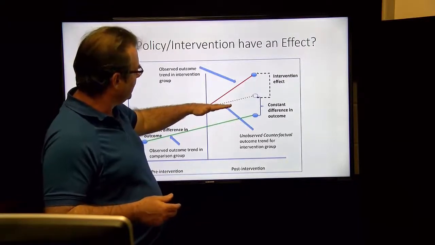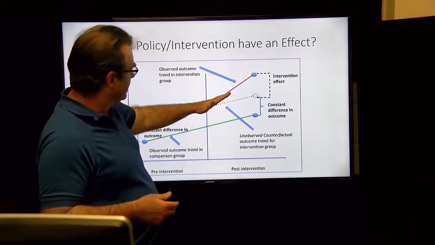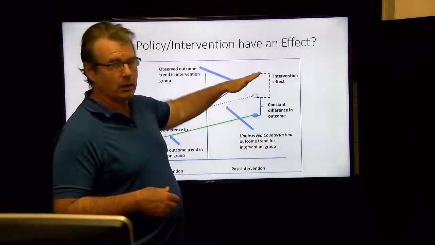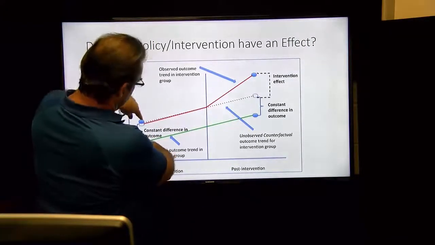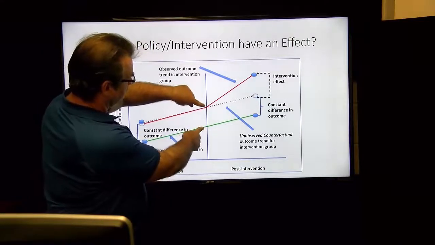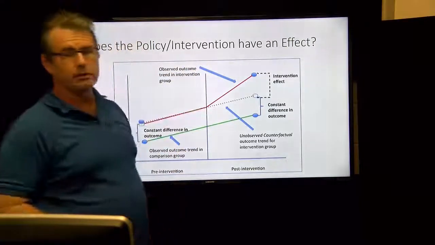But in this graph, it would indicate that there's an increase in the outcome variable after the treatment occurs. And so what you see is that these two lines are effectively parallel until the treatment occurs, and then after the treatment they diverge from each other.